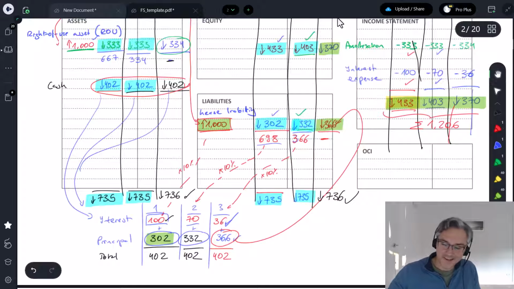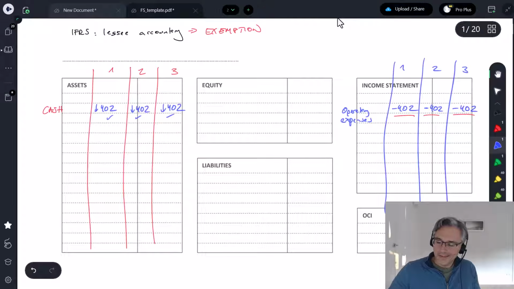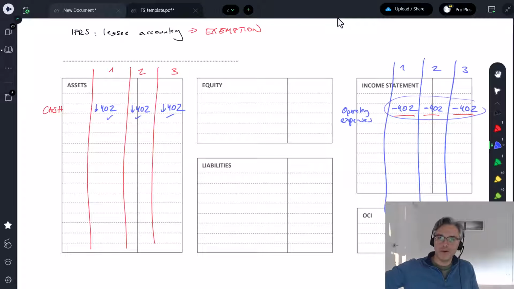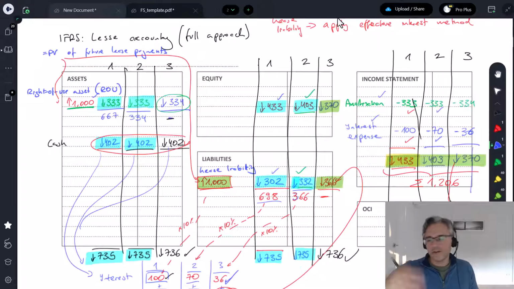Except that, when you do things under the exemption, the stuff that goes to P&L is also a total of 1,206, but it gets put into one line called operating expenses, or lease expenses within operating expenses, and it follows a linear pattern whose sum is 1,206. Here we do it in a non-linear way, and we spread the expense among something called amortization and interest expense.